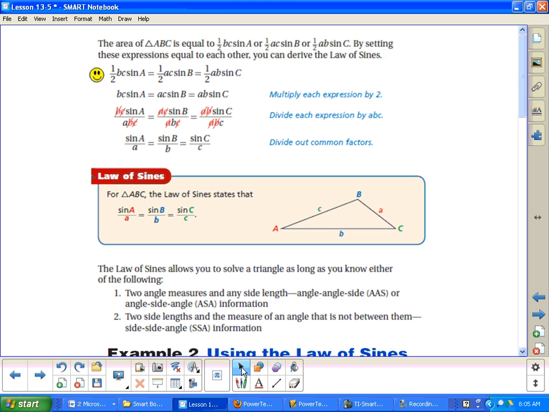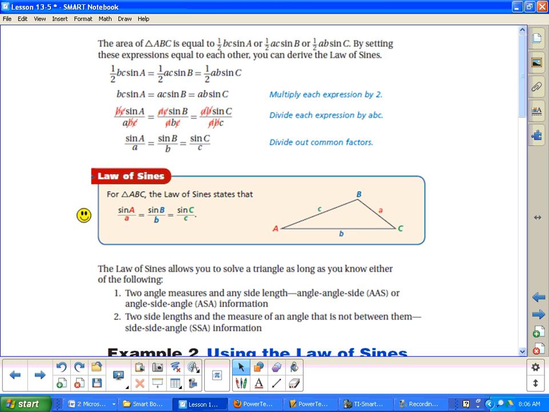So if we multiplied through by 2, that would get rid of the fraction. And then if we divide by A, B, and C, the 3 sides, each one of them would simplify to be this right here, which is the law of sines. So you're going to want to write this down. And this is a very important reminder here.